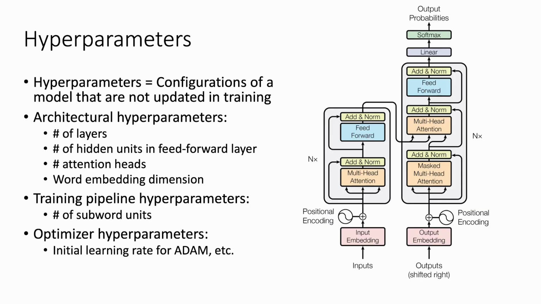Hyperparameters are configurations of a model that are not updated in training. For example, in terms of a transformer, there are architecture hyperparameters such as number of layers, training pipeline hyperparameters such as number of subword units, and optimizer hyperparameters such as learning rate.